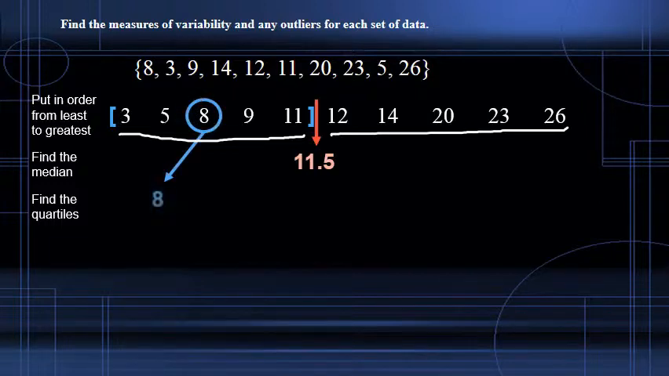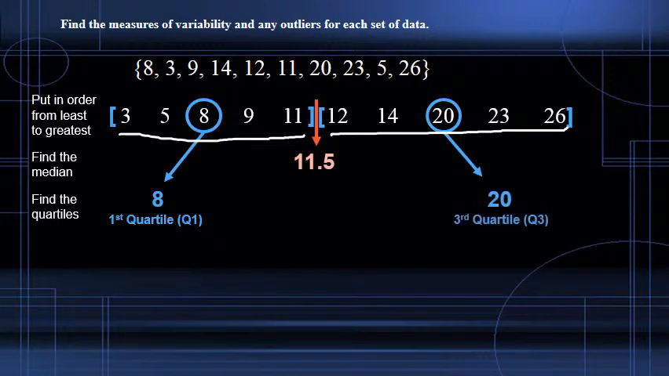So that we're going to call the first quartile, or Q1. The second bracket, or the upper 5 numbers, the middle number there is, of course, 20. And that number 20 we're going to call the third quartile, or Q3. Interestingly enough, you're going to ask, well, why don't we have a Q2? That technically is the median. That's the second quartile, or Q2, but we just call it the median. But technically, that's that.